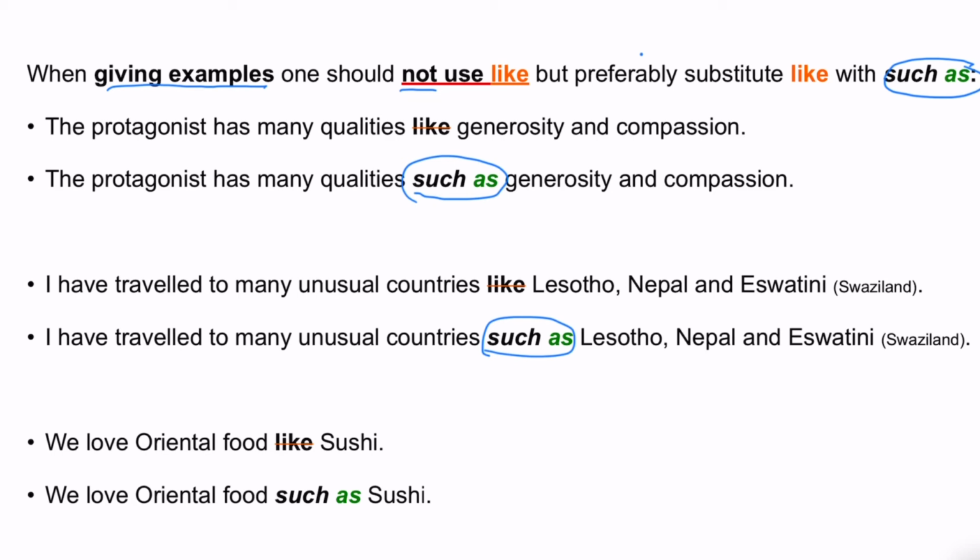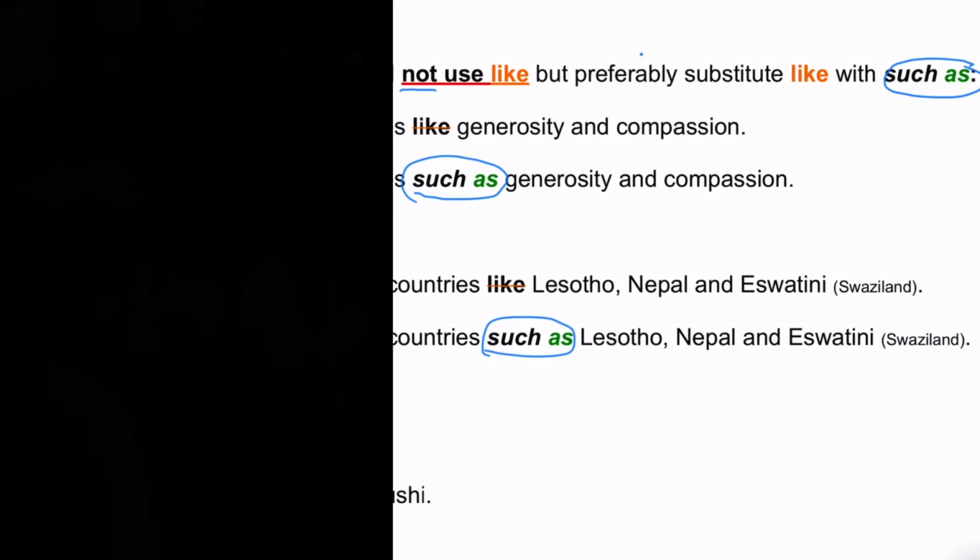We love Oriental food like sushi. We shouldn't use it. We should say we love Oriental food such as sushi. As I said, the first form is perfectly correct in spoken English, but not suitable for written academic English. So, as you can see, it's not quite so easy, because not only are there the rules, but in spoken English, in colloquial English, we're not so strict about it, but then if you need to use it in academic circumstances, you can't use the colloquial expressions. So, like and as are a little bit tricky.